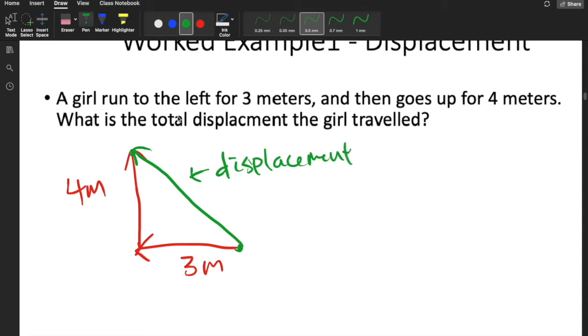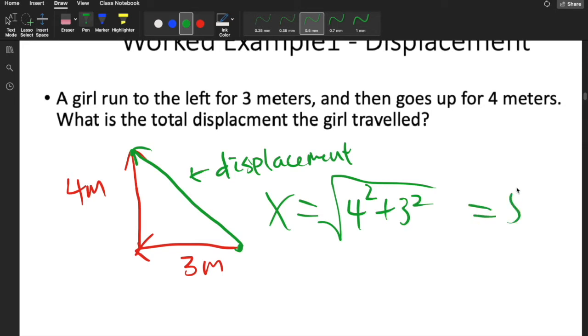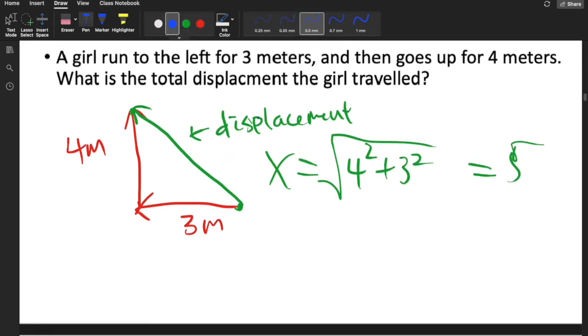So you can use the theory you have learned before, like a squared plus b squared is equal to c squared, to figure out the displacement. So the displacement x will be equal to the square root of 4 squared plus 3 squared, which is equal to 5, right? There are some useful numbers that you will always see in your problem.